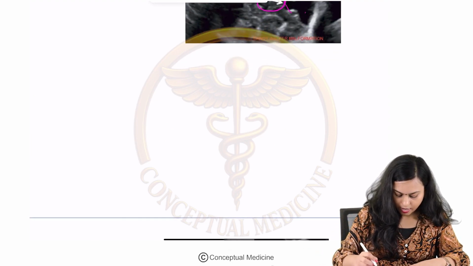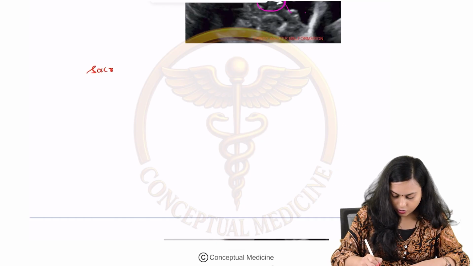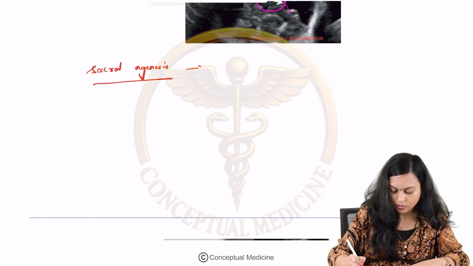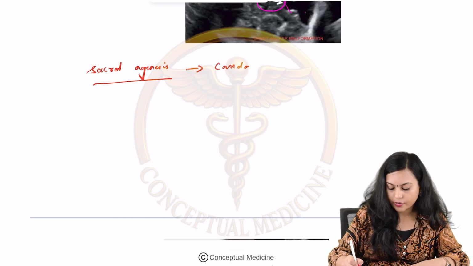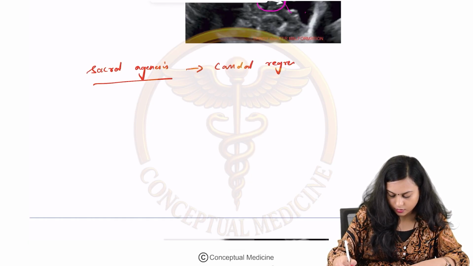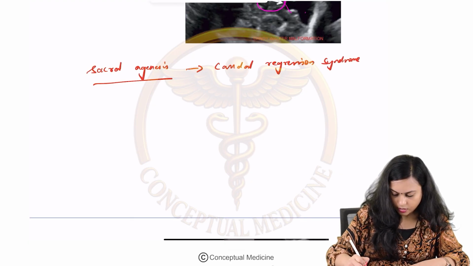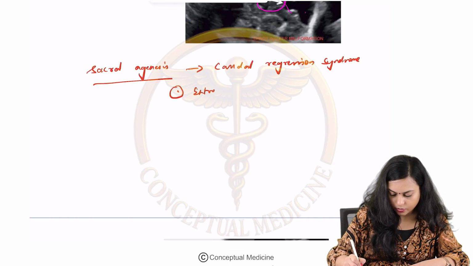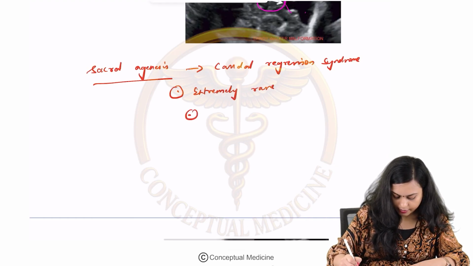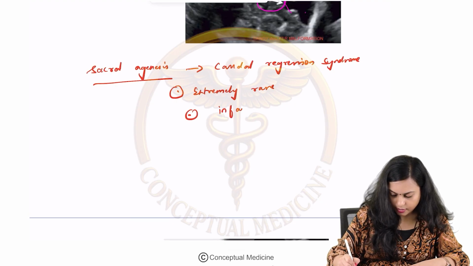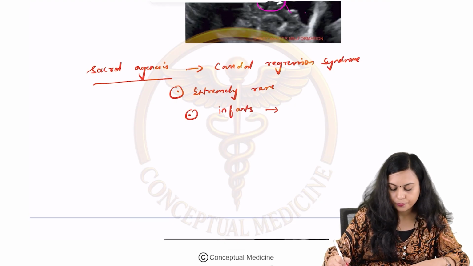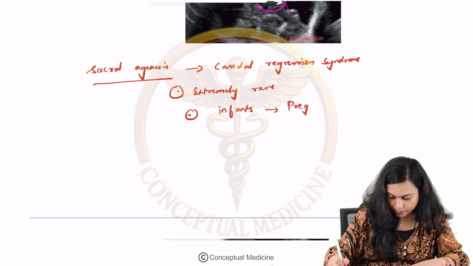And sometimes you will be able to appreciate sacral agenesis also, which is otherwise known as the caudal regression syndrome. And know that it is one of the extremely rare anomalies. Exclusively it is seen in infants born to pre-gestational diabetes mothers.